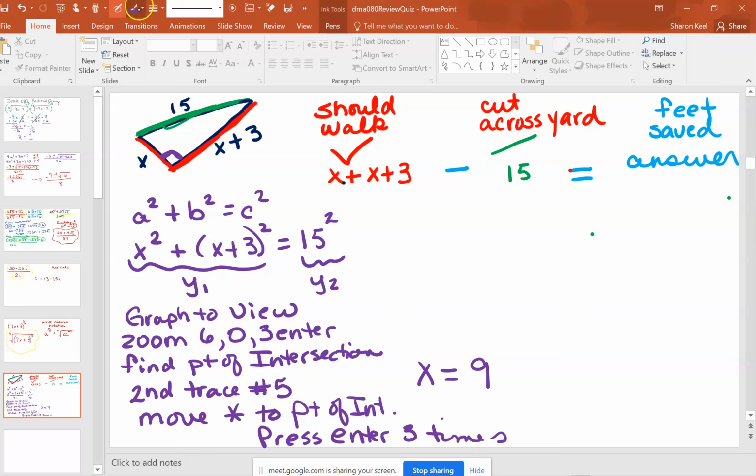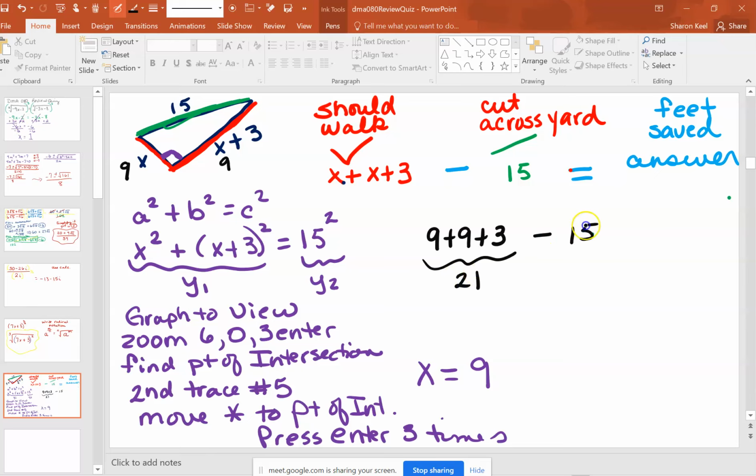So let's come back to the problem. Remember, they should walk here. This is 9. And they should walk here. This is 9 plus 3. So we've got 9 plus 9 plus 3. That's how far they should walk. 9 and 9 is 18, and 3 is 21.